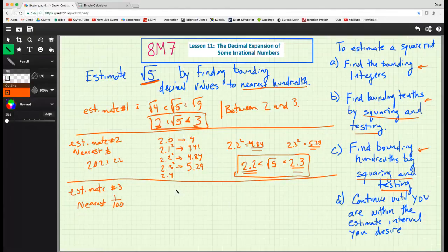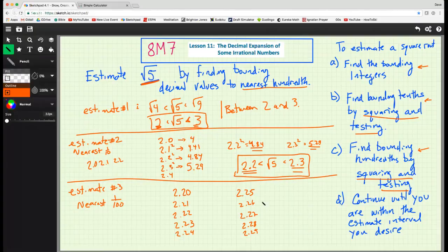So we can go now between 2.21. Well, let's go between 2.2, 2.21, 2.22, 2.23, 2.24, 2.25, 2.26, 2.27, 2.28, and 2.29.